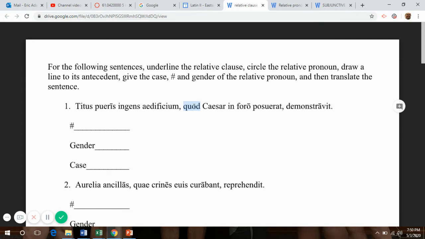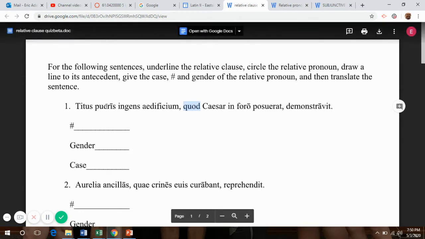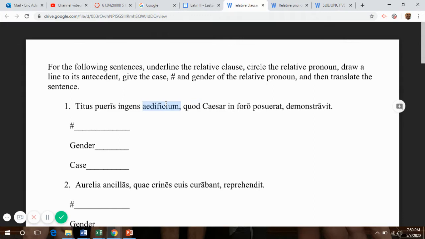Then you have the word that the relative pronoun is replacing. That is called the antecedent. In this instance, we have a choice of Titus, or the boys, or the building. I know that it is building because the antecedent and the relative pronoun are going to have two things in common. Not case, but they will have the same number and the same gender. The relative clause cannot stand on its own because the relative pronoun is a subordinating word, but it will have its own subject and its own verb.